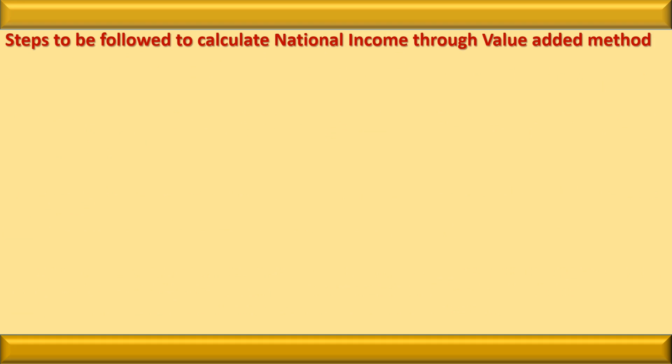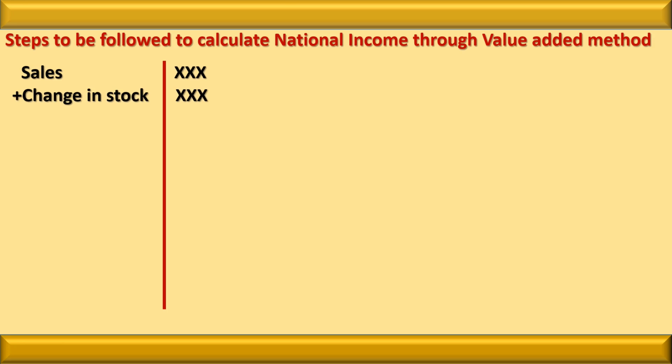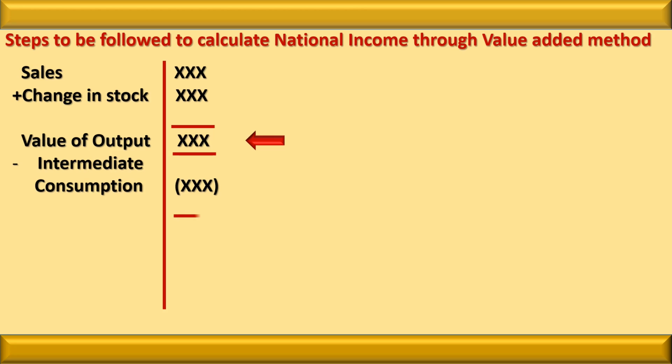Now let us see the steps that we follow to calculate the national income under the value added method. The first is we have to consider sales. Under the sales, add change in stock. Change in stock means closing stock minus opening stock. After adding change in stock to the sales, one will get value of output. From the value of output, intermediate consumption is deducted. After deducting the intermediate consumption from the value of output, one will get GVA. GVA means GDPMP, gross domestic product at market price.